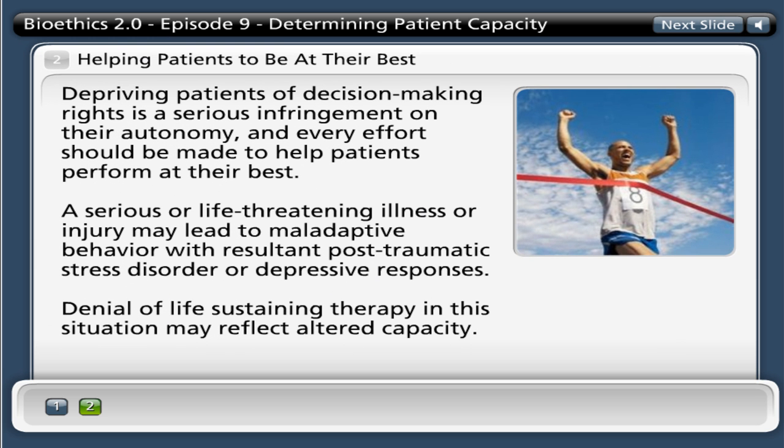Helping patients to be at their best. Depriving patients of decision-making rights is a serious infringement on their autonomy, so every effort should be made to help patients perform at their best. Nurses can play a vital role in helping patients achieve the capacity of being able to make decisions. Nurses should note that a serious or life-threatening illness or injury may lead to maladaptive behavior with resultant post-traumatic stress disorder or depressive responses. They should be aware of these things and have assessments that can capture these things. In addition, denial of life-sustaining therapy in situations such as this may reflect altered capacity.